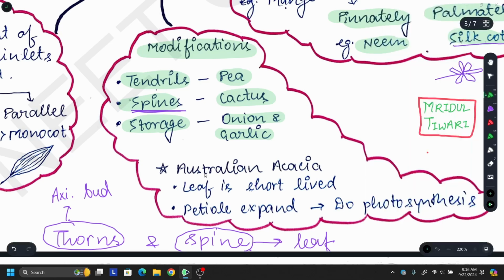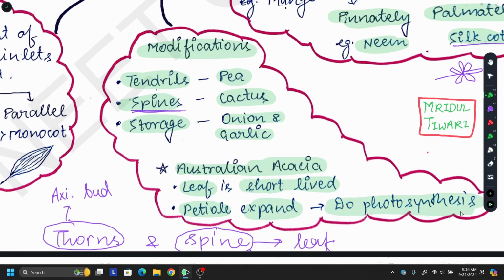So after storage, there is one more special modification in Australian acacia. It is a very good plant. In Australian acacia, the leaf is short-lived. So the leaf basically arises and then diminishes and then dies. Okay, so the leaf is very short lived; it does not survive, and the petiole, the stalk that was joining the lamina and the stem of the leaf, expands. Okay, and does photosynthesis. So this is a special case in which the petiole is doing photosynthesis instead of the leaf, and also you have seen stem doing photosynthesis in case of euphorbia and opuntia.